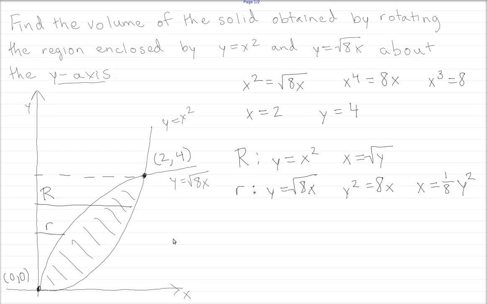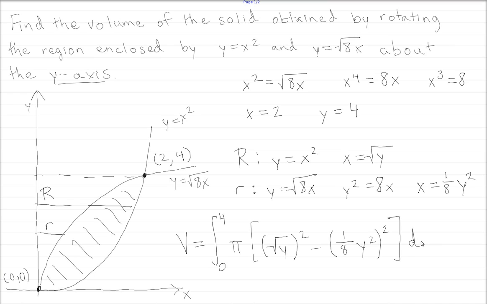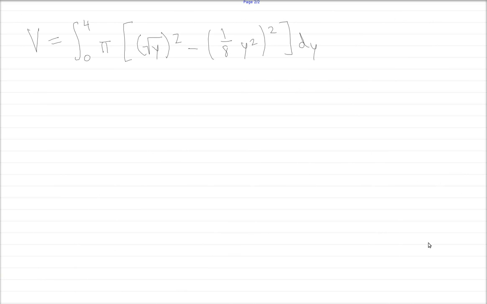So now we have all the information we need to write our volume integral. So the volume, we're going to take the integral from y equals 0 to y equals 4 of pi times our bigger radius squared, so our bigger radius is square root y, squared, and minus our smaller radius squared, which is 1/8 y squared, times dy. So now all we have to do is evaluate this integral to find the volume.